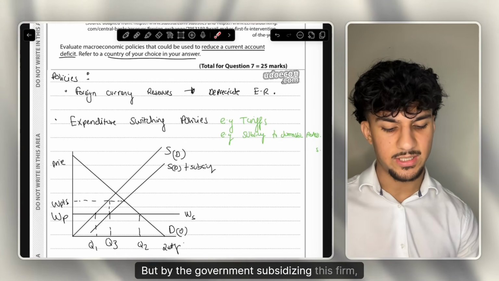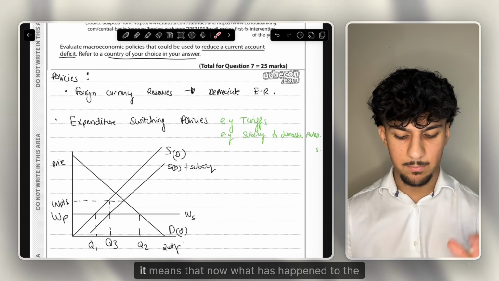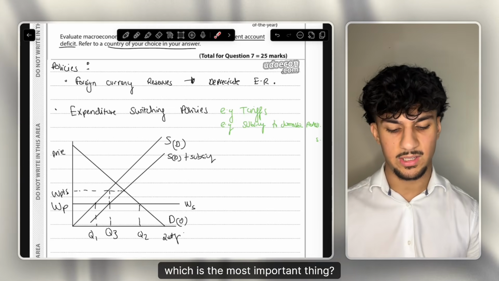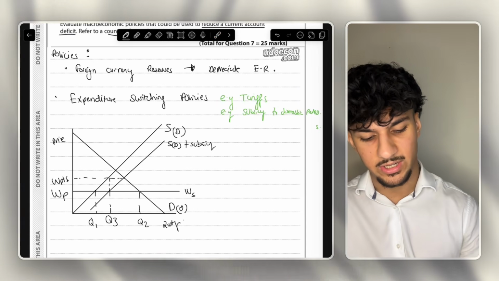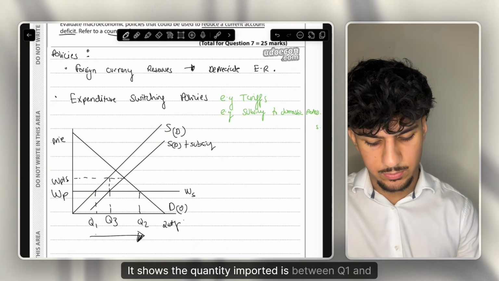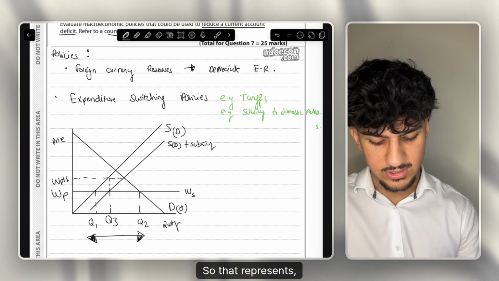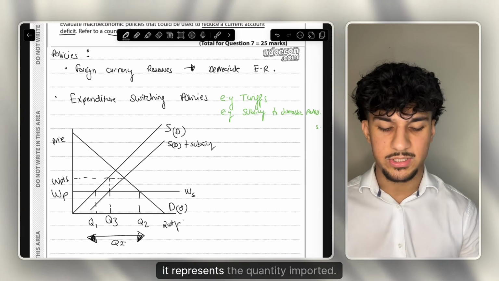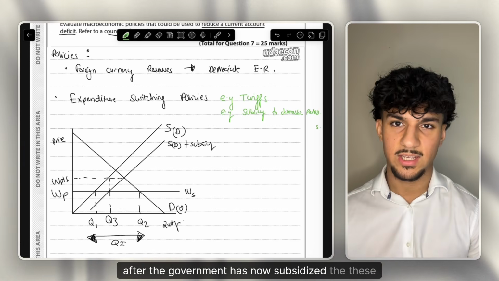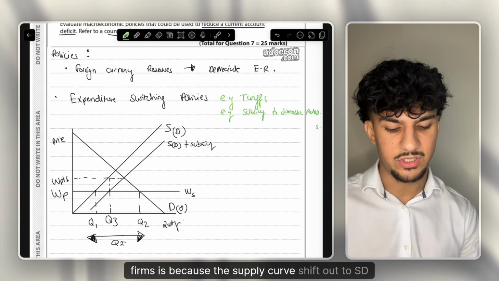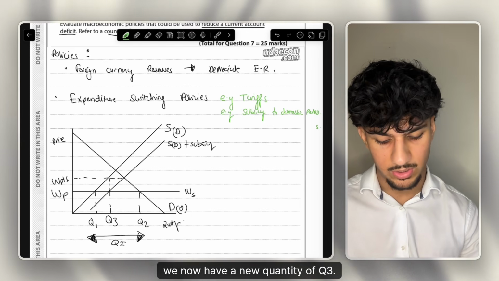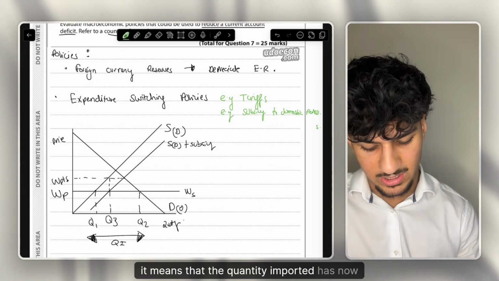But by the government subsidising this firm, or these firms, what has happened to the quantities, which is the most important thing? If you look at this just as a classic trade diagram, what would the quantity show? Initially, the quantity imported is between Q1 and Q2. So just like we would label on a tariff diagram, it represents the quantity imported. But now, after the government has subsidised these firms, the supply curve has shifted out to SD plus subsidy, and we now have a new quantity of Q3. Therefore, the quantity imported has now decreased.